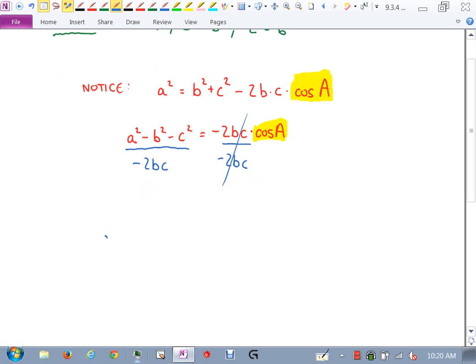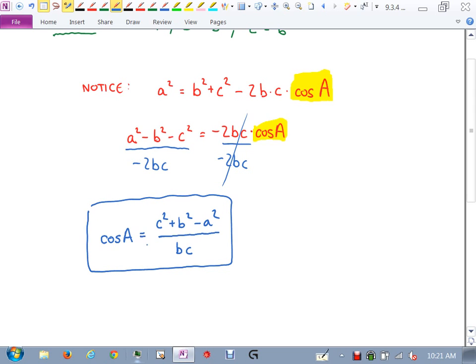So watch the way I rewrite this. This is going to become cosine A equals c squared plus b squared minus a squared over 2bc. I don't know what you saw. There was a 2 there. 2bc. So the negative came off the bottom and changed the signs of everything on top, so I rearranged the order. And then I moved the cosine A to the left. I just swapped, the equality doesn't matter which way you write it. So this is a new formula.